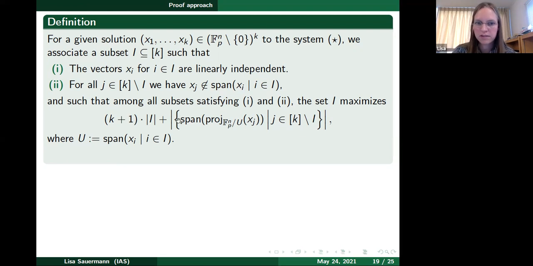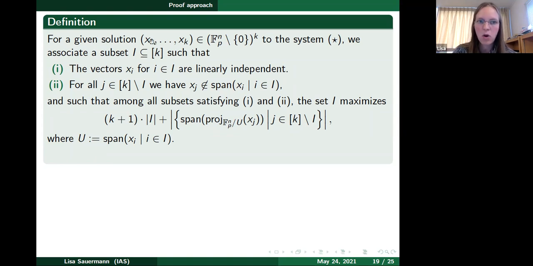And so now this is the set of all one-dimensional subspaces of this quotient space F_p^n divided by U, which are of this particular form to be spanned by one of these projections of the xj's. And so we now count how many different such one-dimensional spans there are, right? Because we take the size of the set of one-dimensional subspaces. So in other words, the quantity we want to maximize here is k plus 1 times the size of I plus the number of different one-dimensional subspaces of this quotient space F_p^n divided by U that are spanned by the xj projections.